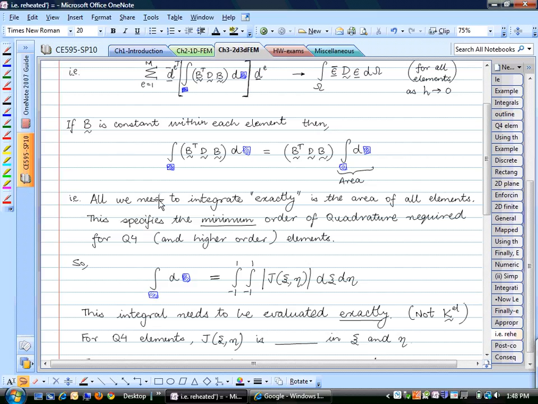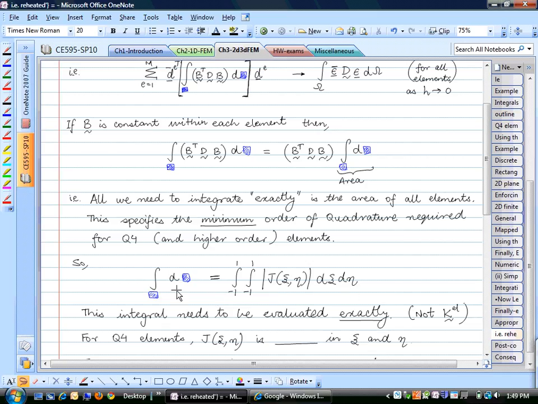Anyway, so if you make sure that you choose at least a minimum Gauss quadrature rule that will integrate your area exactly, then your weak form will converge. So essentially, to integrate the area, what we are saying is we are integrating 1, and when we transform this integral from the actual element back to the parent element, this dA turns to j dc d eta.